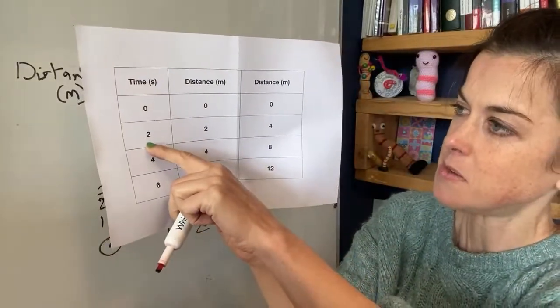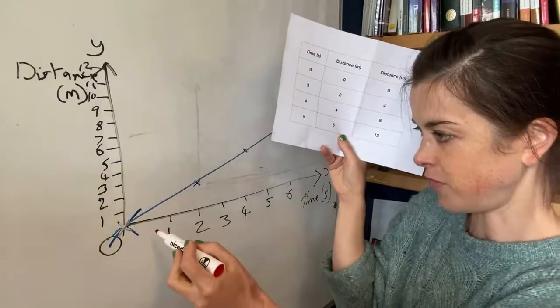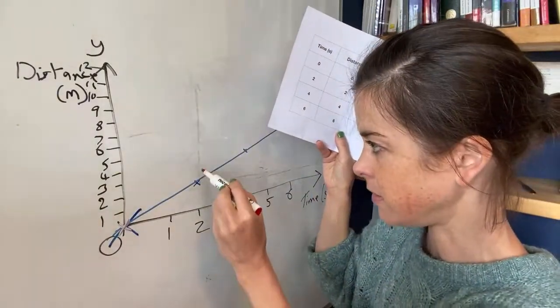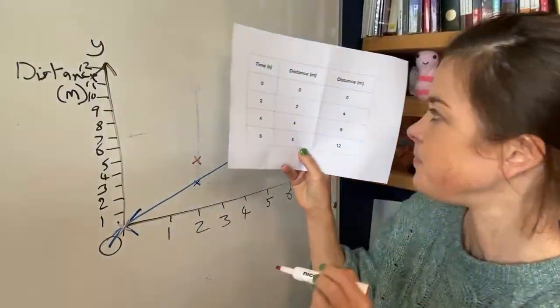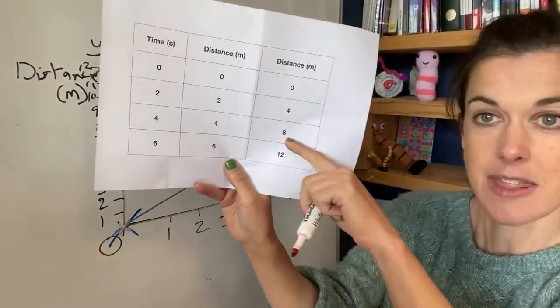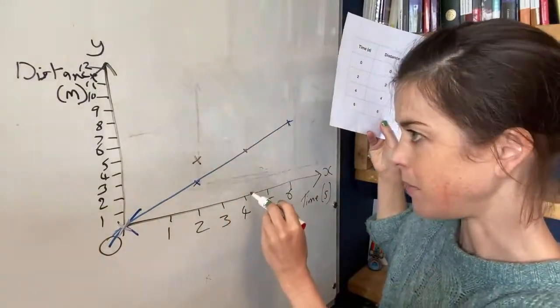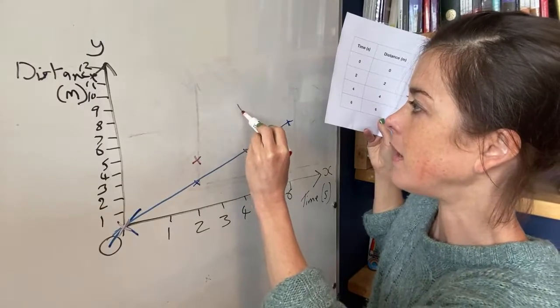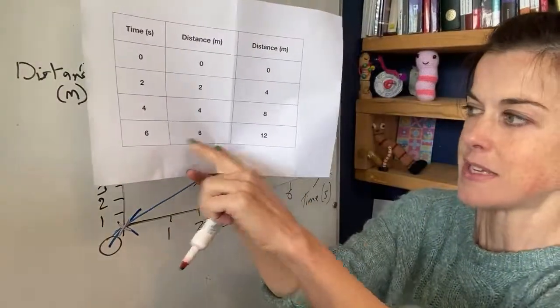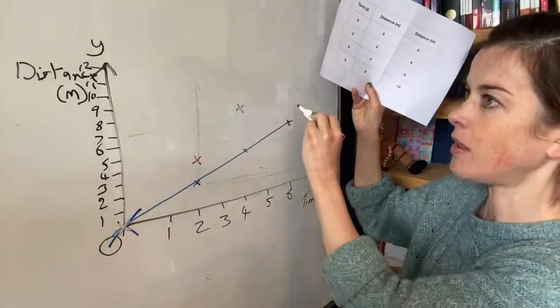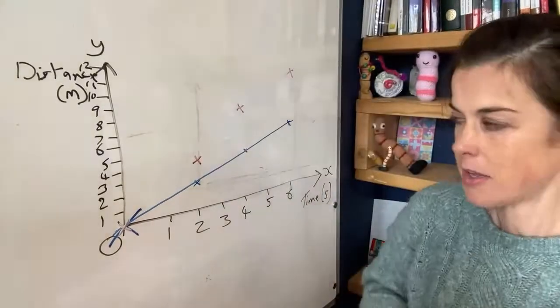When 2 seconds had gone by, this person had run 4 metres. So 2 seconds, 4 metres. When 4 seconds had gone by, they had run 8 metres. So 4 seconds had gone by and they've run 8 metres. And when 6 seconds had gone by, they'd run 12 metres. There we go. So what's the difference?